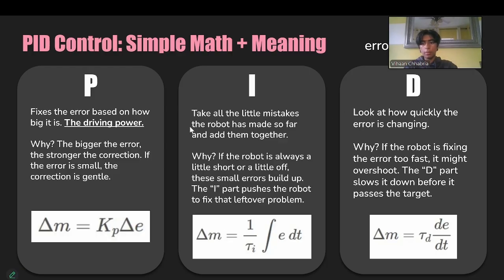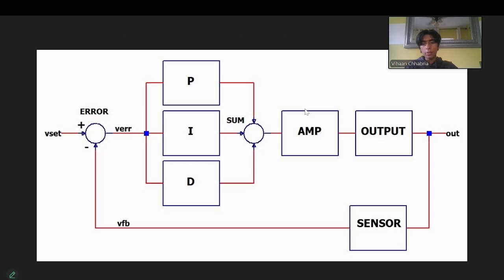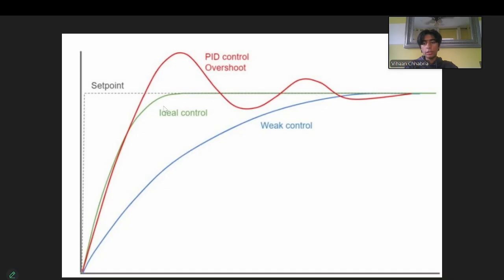Then, if we jump to D, which is derivative, what it's looking at is how quickly the error is changing. In practical terms, as it approaches the set point, it's going to be dampening the power of P. The proportional can sometimes be very, very high, and because of that, it's going to overshoot.